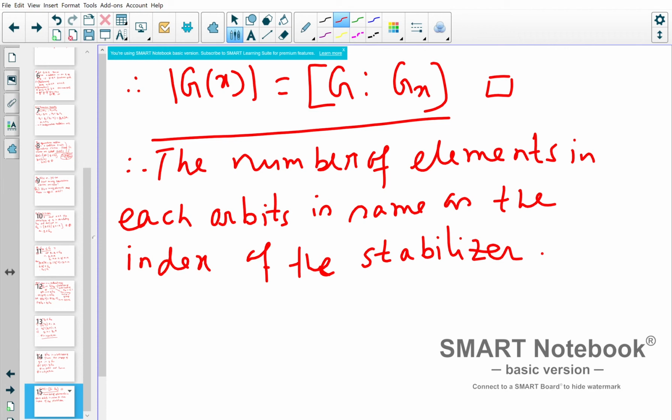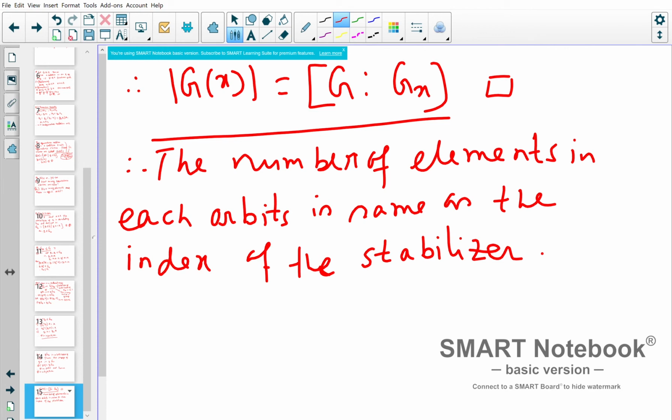But one question one may ask: for a given x this is the same, right? But how do you know for two different elements x1 and x2?